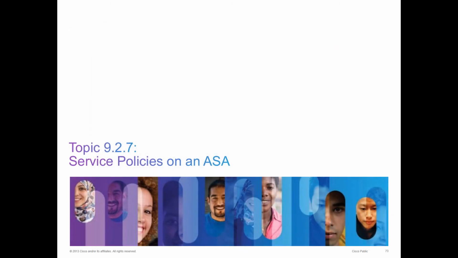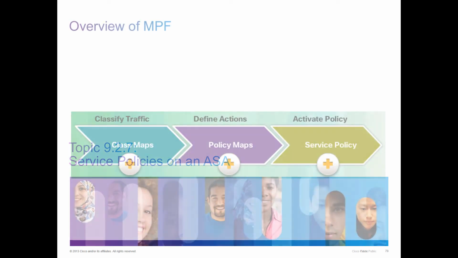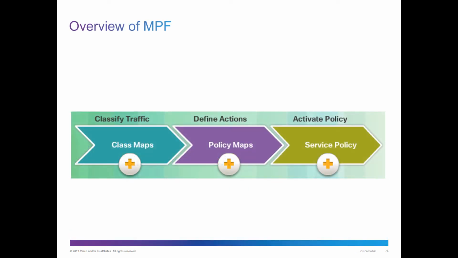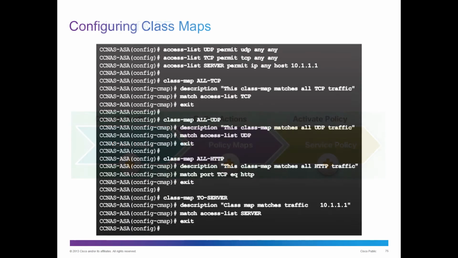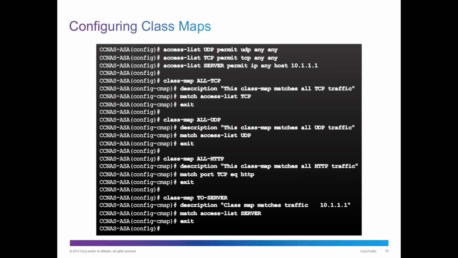Our last major topic is setting up the service policies on the ASA. We have to classify traffic, define the action, and activate the policy. Class maps, policy maps, service policies. Set up the appropriate ACLs, match them with the appropriate ACLs, and then that allows us to do the class mapping.